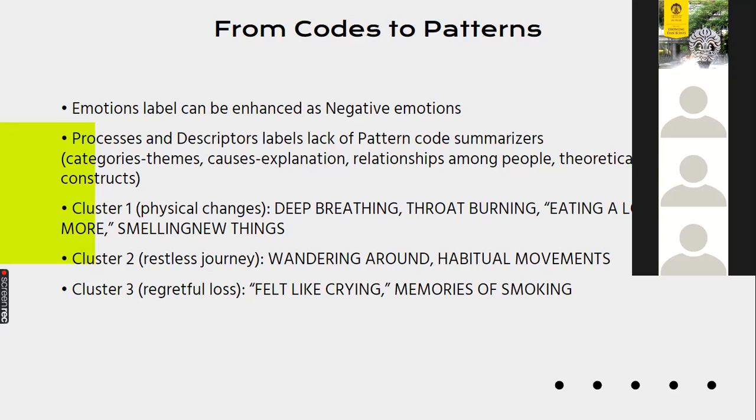First, by reassembling them into particular clusters because they seem to go together. The first cluster is about all upper body functions like respiratory, sensory, and digestive. So we can conclude that cluster one has a physical change that unifies them, and thus gets the pattern code assigned to them. For cluster two, we can categorize them as restless journey. And for cluster three, we can categorize them as regretful loss. The two labels of cluster two and cluster three are gathered from the researchers' reflection on what their constituent codes seem to have in common. In the final chain, we have four pattern codes: negative emotions, physical change, restless journey, and regretful loss.